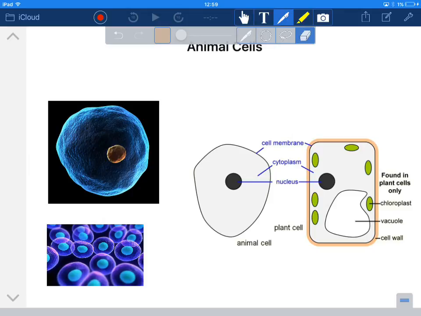Welcome. We're going to look at animal cells this morning, and I'm here with Elvis, and we're going to talk about the structure of animal cells and then compare them to plant cells a bit later. So, what can we see here on the screen, Elvis?